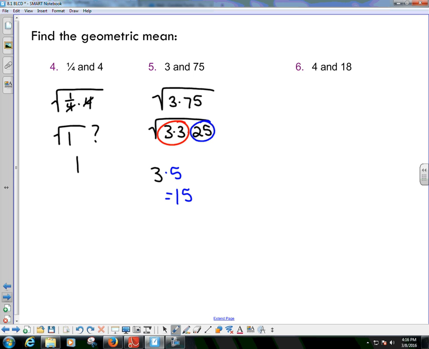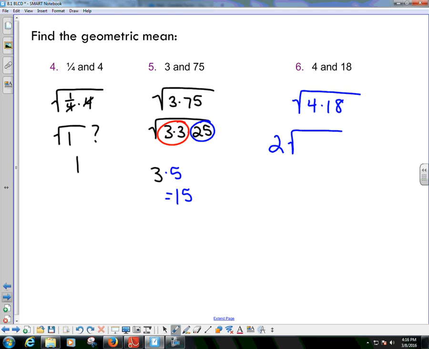All right, I'm going to look at number 6. It's going to be the positive square root of 4 times 18. Well, 4 is already a perfect square. So I can take the square root of 4 and say that's 2.